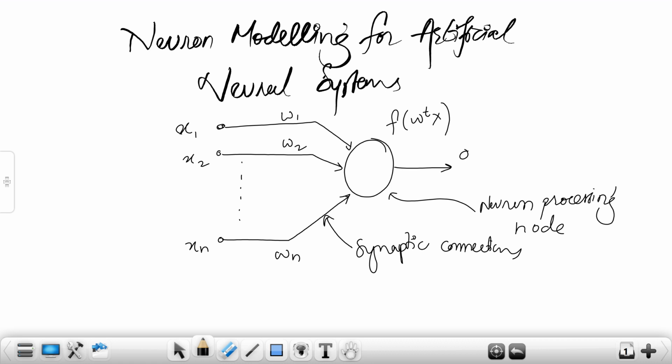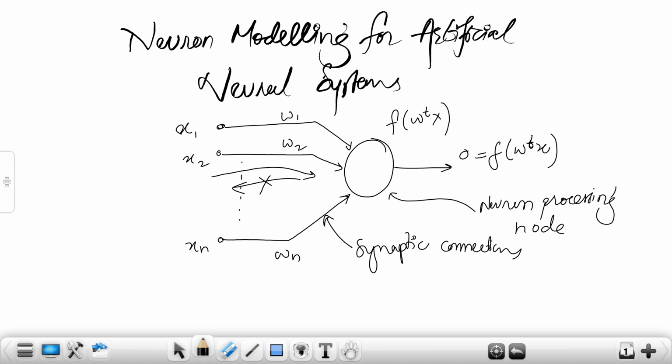Every neuron model consists of a processing element with synaptic input connections, which is what I have drawn, and a single output. The signal flow of neurons happens from the input side and goes like this. It is considered unidirectional; there is no reverse over here, it is only in one direction. The neuron output is given by O, which is nothing but the function f of w^T x. This is how it is going to be your output.